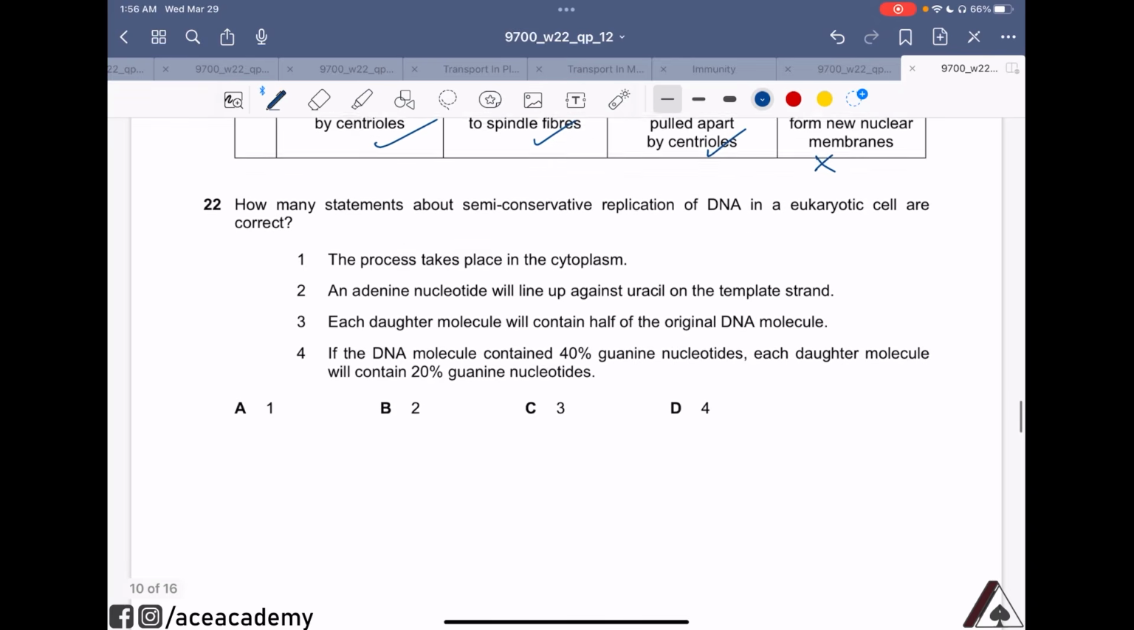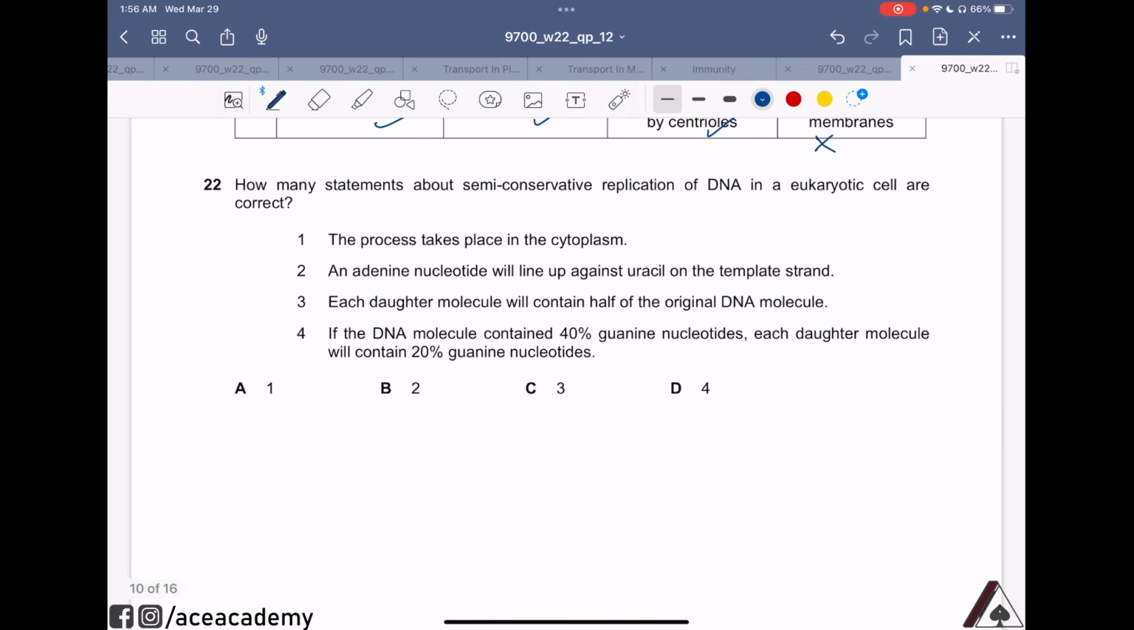Question number 22. How many statements about semi-conservative replication of DNA in a eukaryotic cell are correct? Number one, the process takes place in the cytoplasm. No, it takes place in the nucleus. An adenine nucleotide will bind against uracil on the template strand. No, this holds true only for mRNA production. In mRNA, instead of a thymine, a uracil nucleotide will be lined up.